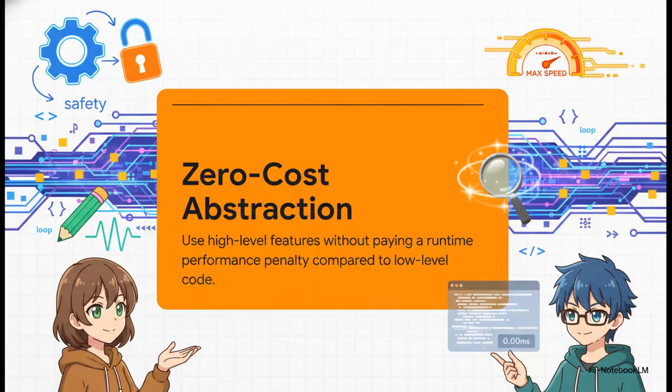Okay, so let's really dive into what this means. A zero-cost abstraction is actually a pretty simple but totally revolutionary concept. It means you can use all those nice, high-level features you love, things like iterators and closures. And the final, compiled program runs just as fast as if you had painstakingly written out all of the low-level instructions yourself by hand.